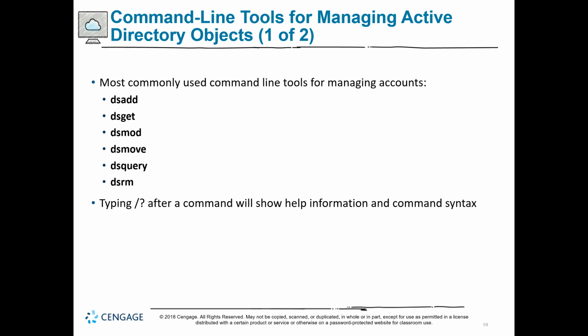So, all right, next. Command line tools for managing Active Directory objects. These are the most commonly used command line tools: dsadd, dsget, dsmod, dsmove, dsquery, dsrm. As you can suspect, it's add, get, modify, move, query, and remove. Typing /? after the command will show help information and command syntax. That's like what we were doing in Linux with the -h, it's /?.